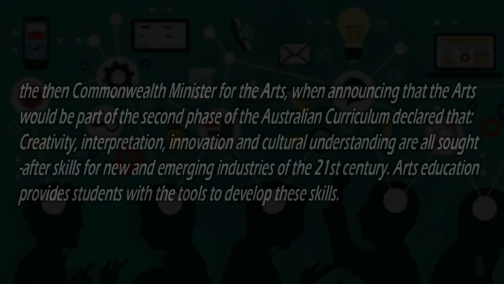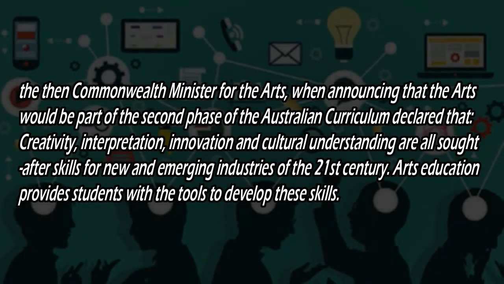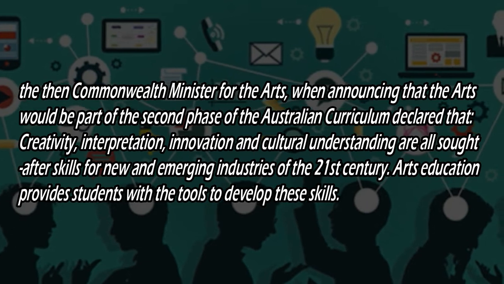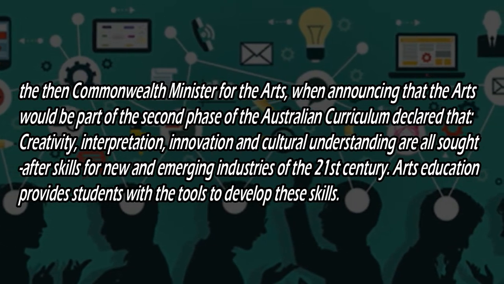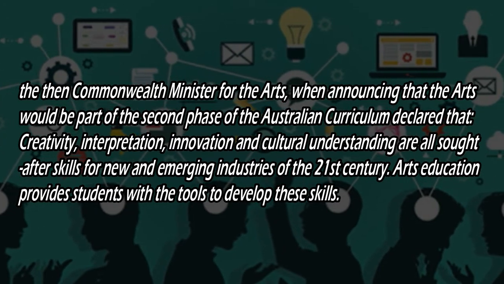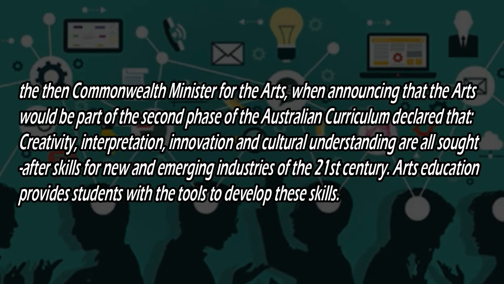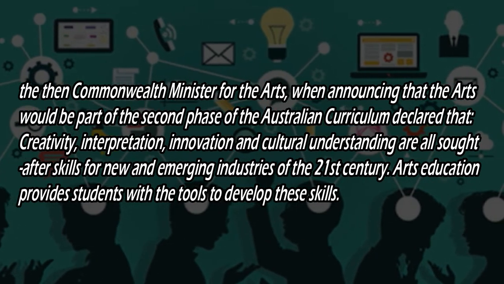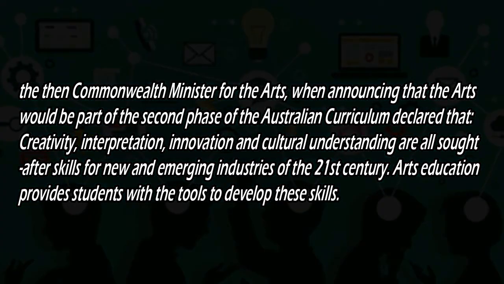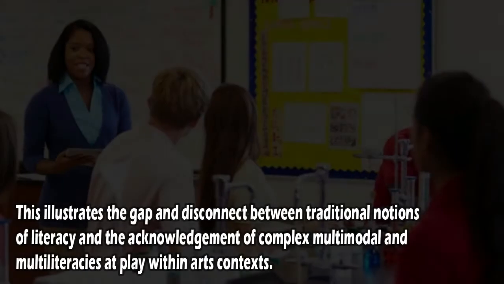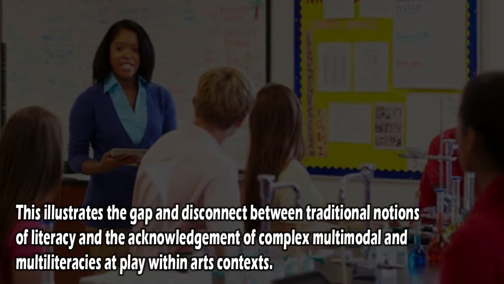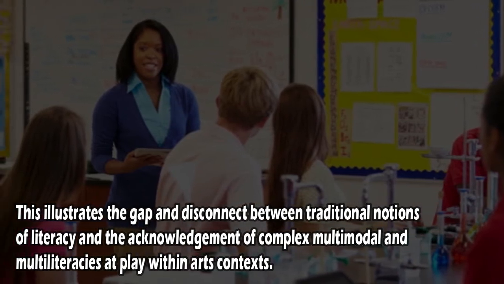Ewing went on to explain that the then Commonwealth Minister for the Arts, when announcing that the arts would be part of the second phase of the Australian curriculum, declared that creativity, interpretation, innovation, and cultural understanding are all sought after skills for new and emerging industries of the 21st century. Arts education provides students with the tools to develop these skills. This illustrates the gap and disconnect between traditional notions of literacy and the acknowledgement of complex multimodal and multiliteracies at play within arts contexts.